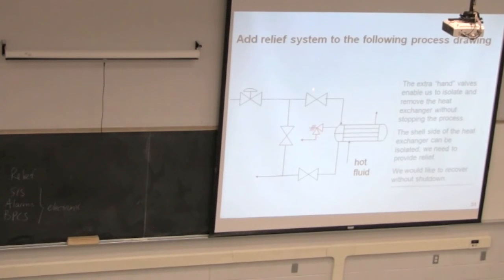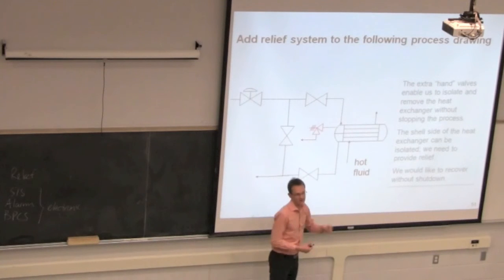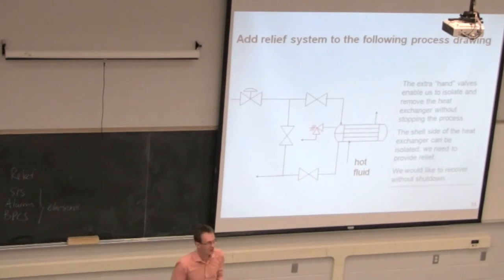Those hand valves over here allow us to isolate the heat exchanger for good reasons, for maintenance. Sometimes we need to clean out this heat exchanger. But if someone comes by and closes these valves by mistake in the wrong sequence, we're going to get this unsafe situation occurring. We need to provide a mechanism for relief on the shell side.